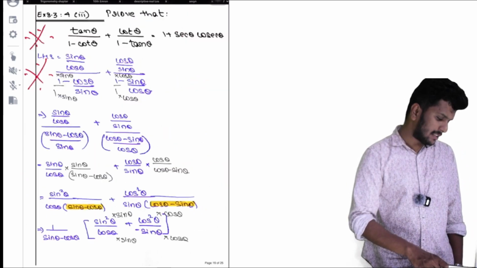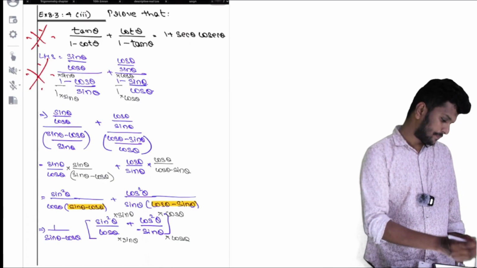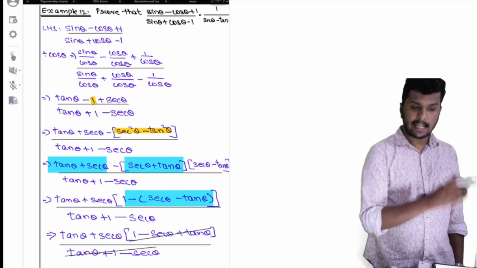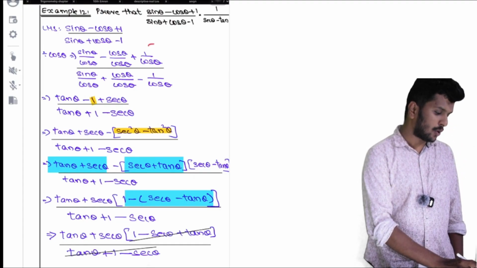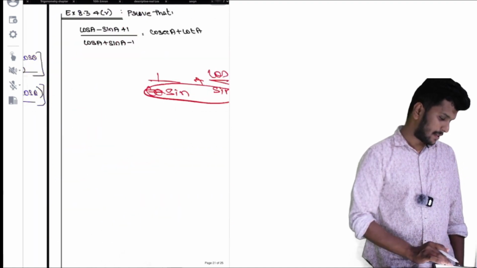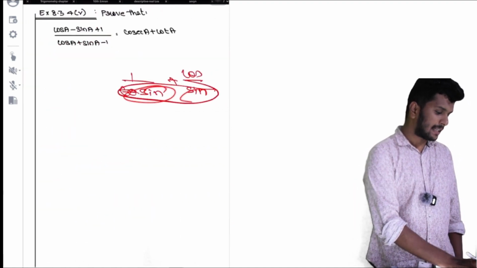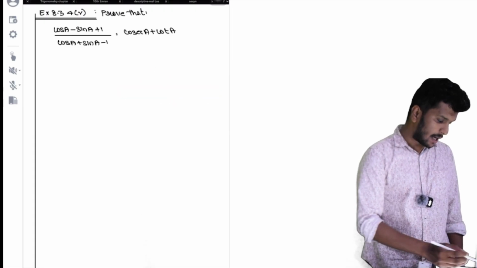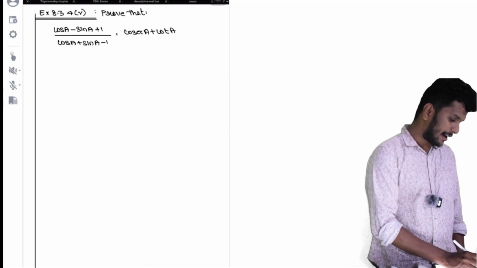Look here, it's almost similar to this question we did. Exactly similar to this. Here we divided throughout with cos theta, and now in this question we are dividing throughout with sin theta. So how does that become? Look here, we'll take the RHS.